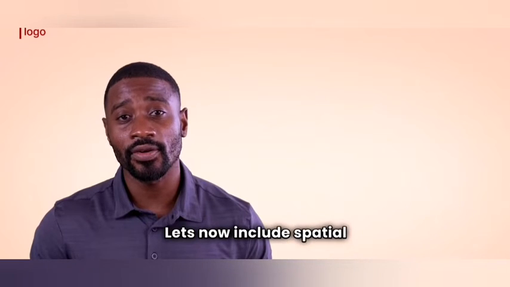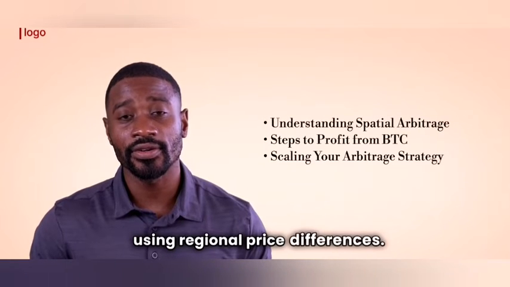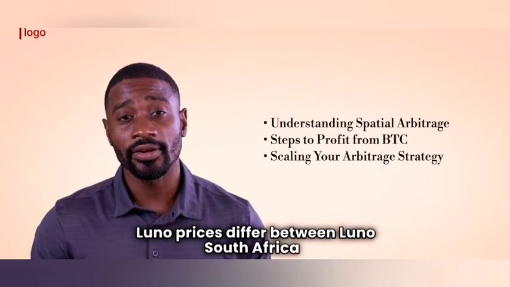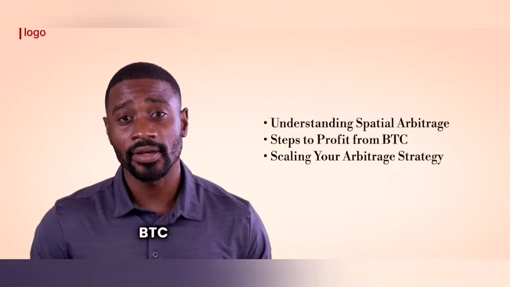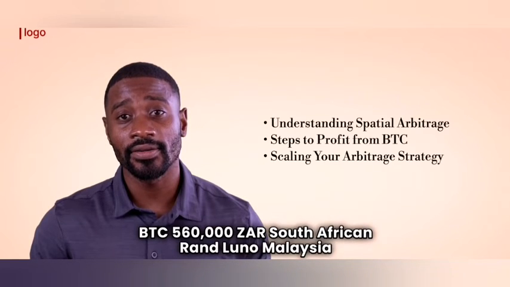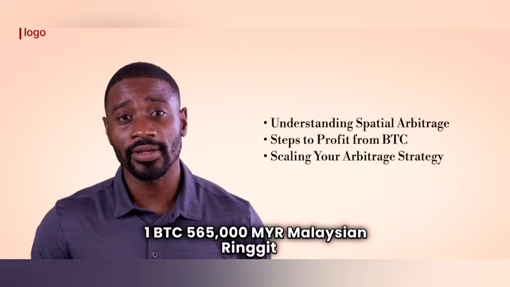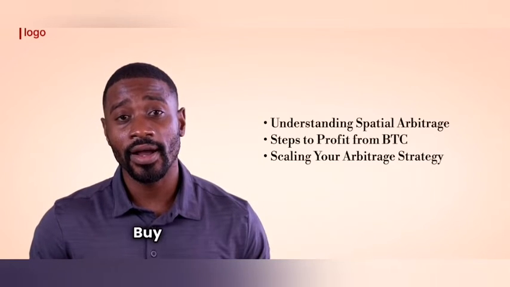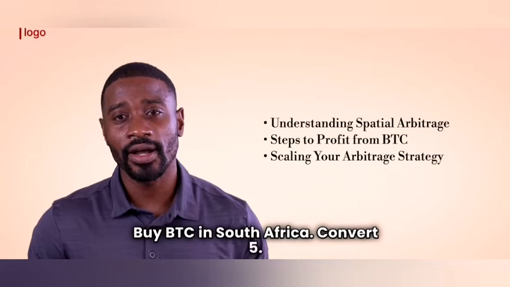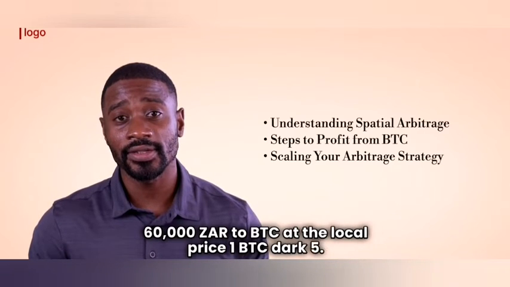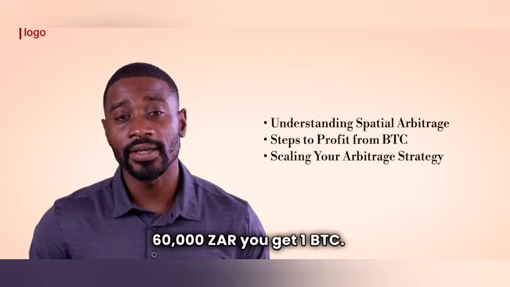Let's now include spatial arbitrage, using regional price differences. Luno prices differ between countries. Luno South Africa, 1 BTC, 560,000 ZAR, South African Rand. Luno Malaysia, 1 BTC, 565,000 MYR, Malaysian Ringgit. Steps. 1. Buy BTC in South Africa. Convert 560,000 ZAR to BTC at the local price. 1 BTC, 560,000 ZAR. You get 1 BTC.